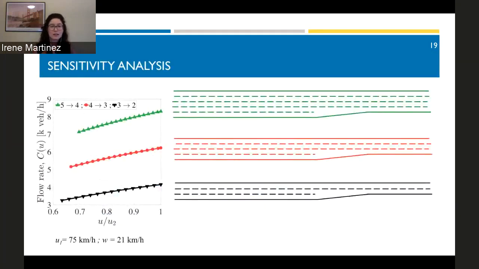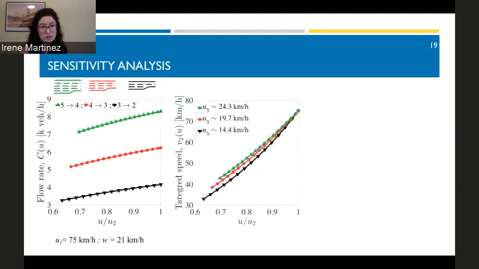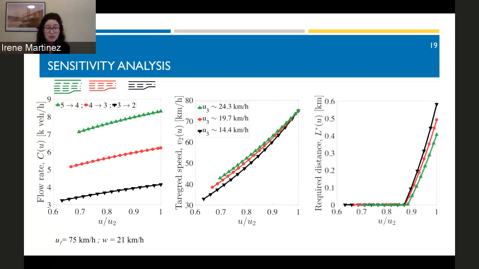And here I have a short sensitivity analysis for different types of bottlenecks with different number of lanes, from 5 to 4 lanes in green, and you can see the others. Here we show how by reducing the speed limit in the x-axis as a function of the maximum reasonable speed limit U2, the flow decreases. Also, the target speed decreases, as we said, but it increases more significantly for smaller freeways with less number of lanes. If we look at the optimal location, it's the freeways with more number of lanes that decrease faster.